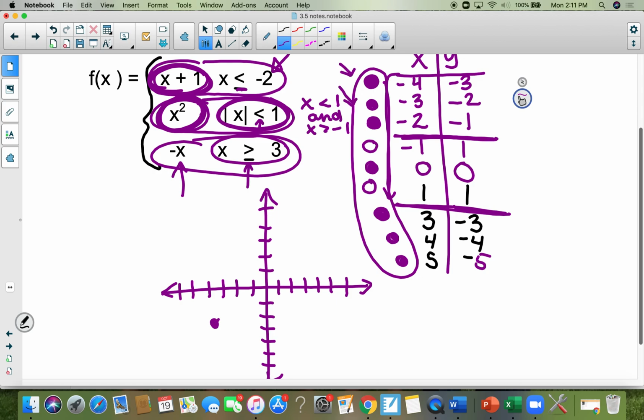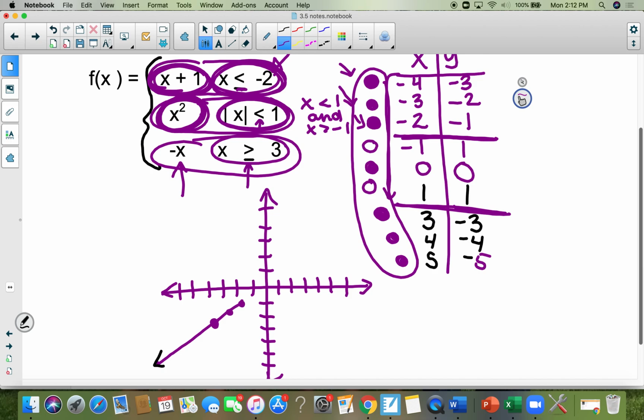At -3, -2, it's another closed circle. At -2, -1, it's another closed circle. And I want everything less than -2. Everything less than -2 means I could have made more points to the left, but I only did 3 points.